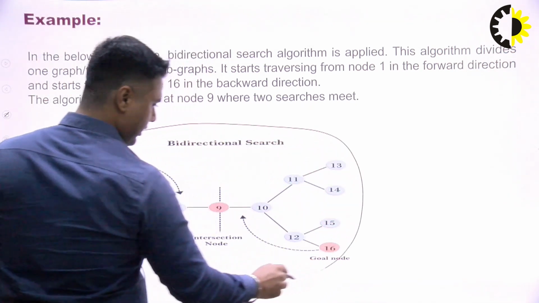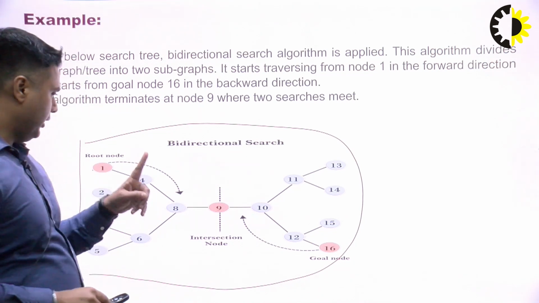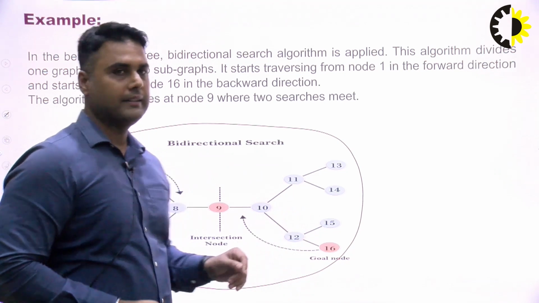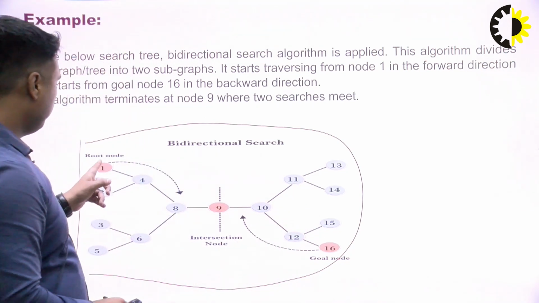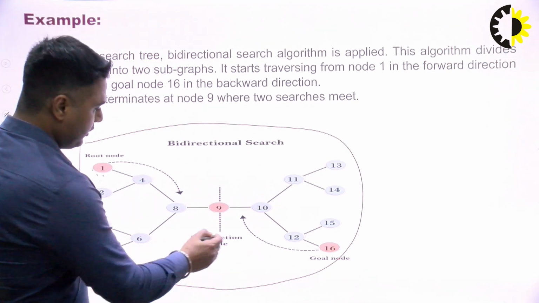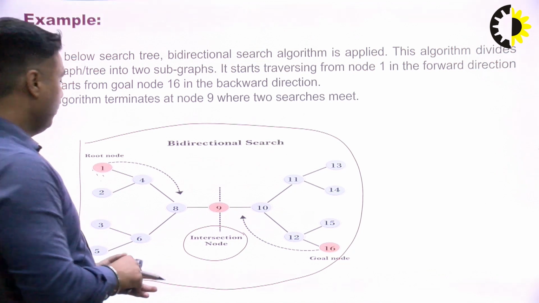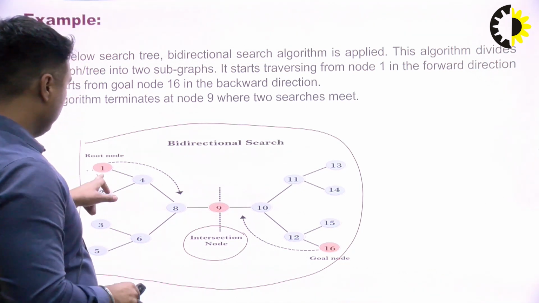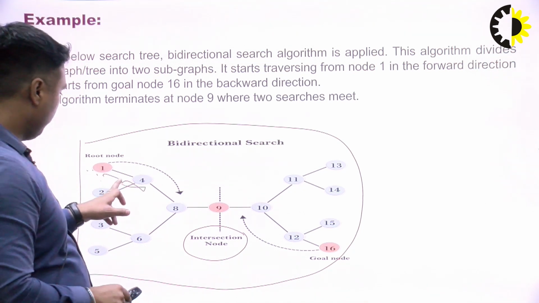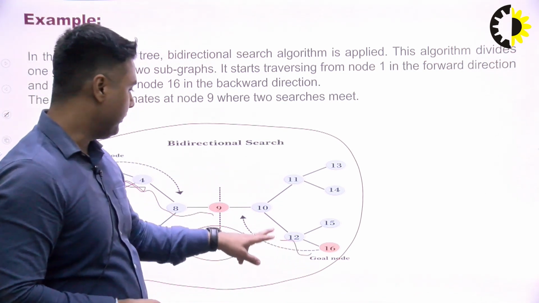In bidirectional search, we have to check: the root node is 1, the goal node is 16, and the movement from the root node to the intersection node is given. The intersection node is given. One search moves from 1, 4, 8 and on to 9, and the other from 16 moves through 12, 10 and 9.